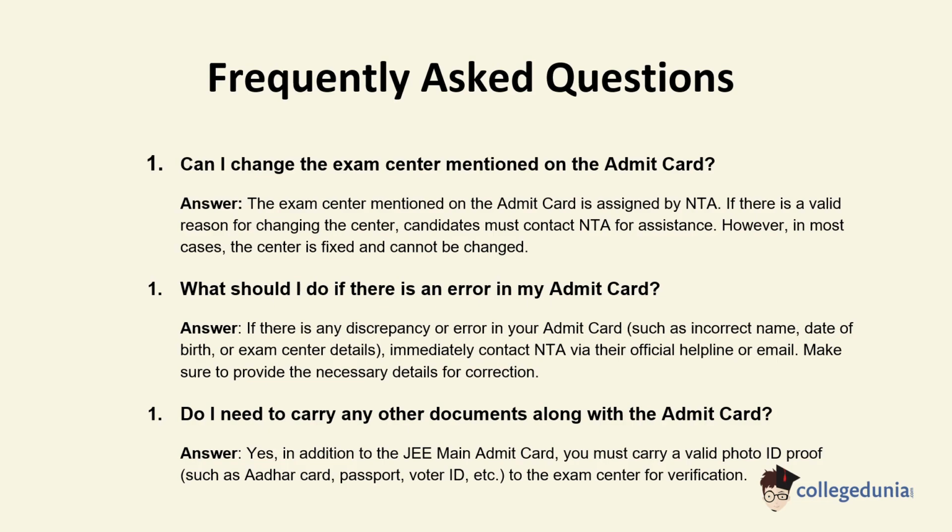The second question is, what should I do if there is an error in my admit card? If there is any discrepancy or error in your admit card, such as incorrect name, date of birth, or exam center details, immediately contact NTA via their official helpline or email. Make sure to provide the necessary details for correction.